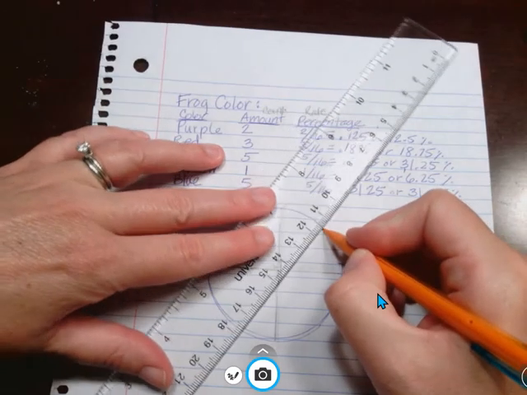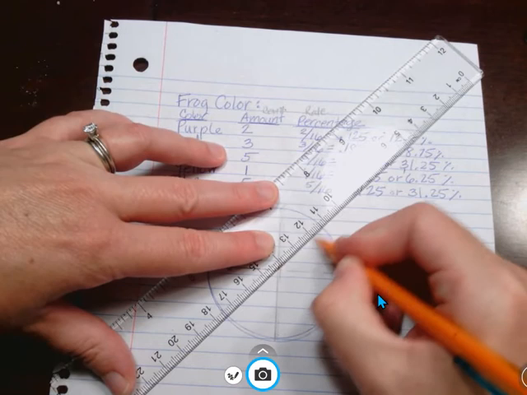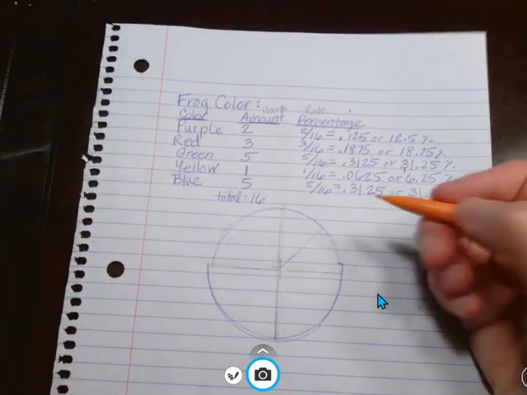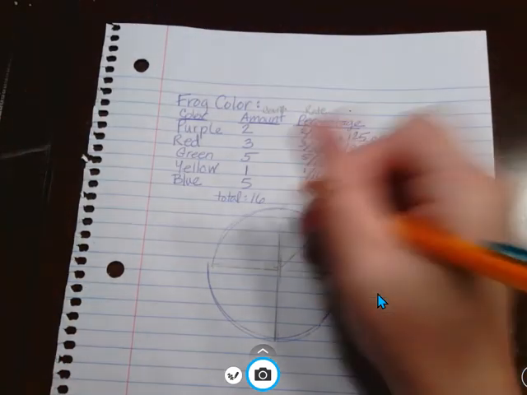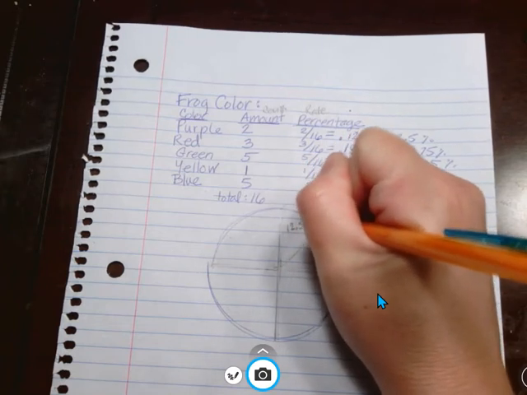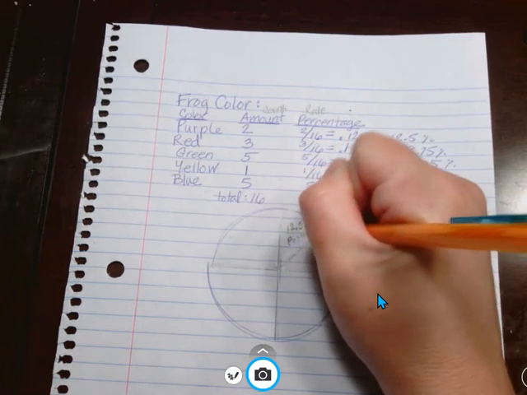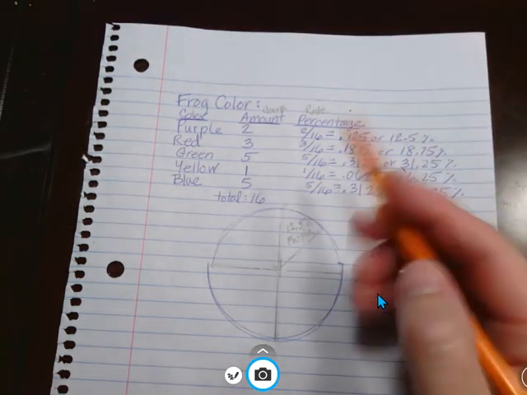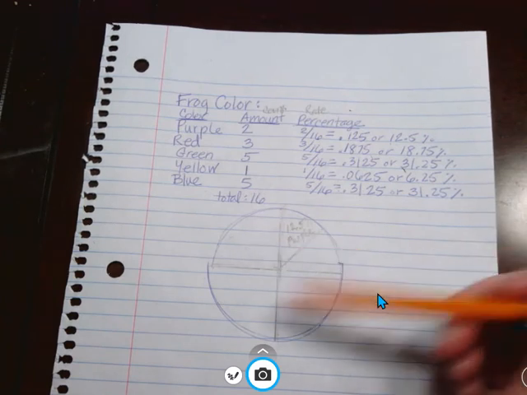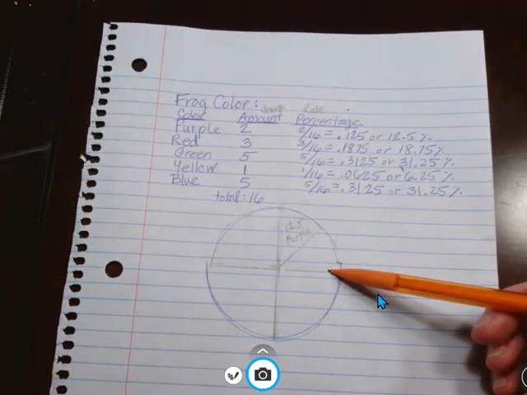Now, if you have colors at home, you can color the pie graph. It'll look lovely. I don't have any colors, so I'm just going to put 12.5% purple. All right. So remember, each is 25%, 25%, 25%. This whole thing is 25%.